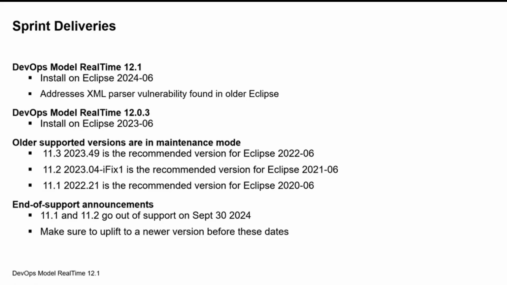And 12.0.3 we release for 2023-06, mainly for those of you who are not able to uplift to 12.1 quickly, but still want to have the improvements that we mention here. We haven't changed anything on the older versions. Here you see the version numbers for the latest on those tracks. But you should note that if you're still using 11.1 or 11.2, they will both go out of support already on September 30, so quite soon. So it's recommended that you uplift to a newer version before that, preferably 12.1.